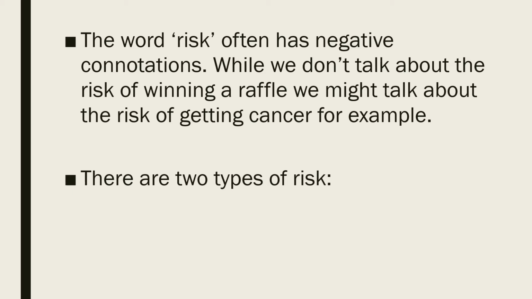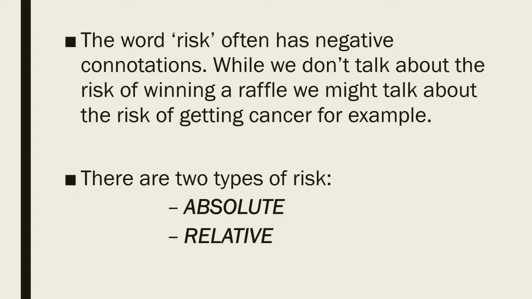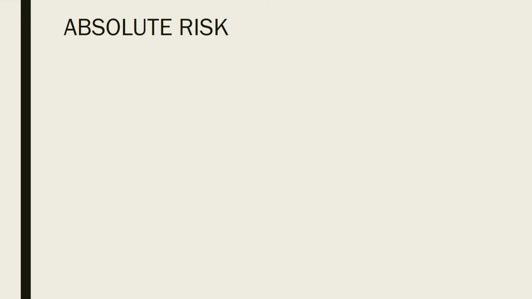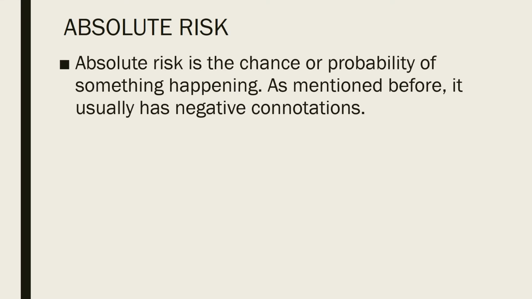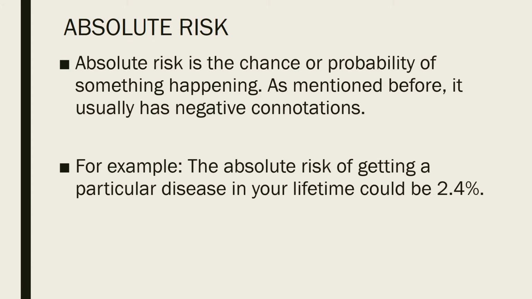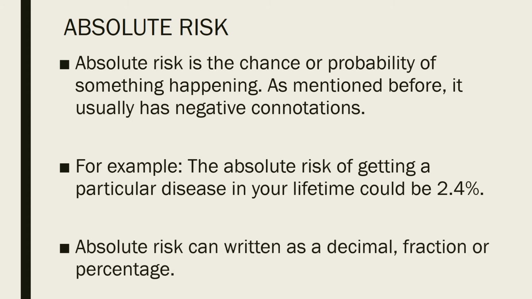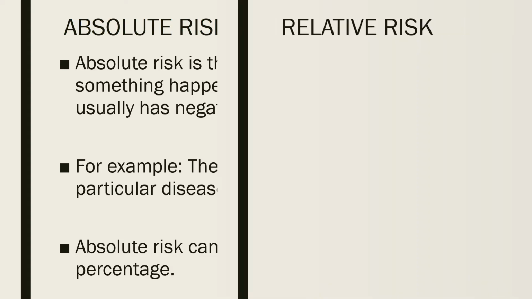There are two types of risk. We've got absolute risk and we've got relative risk. The absolute risk is just the chance or probability of something happening. As mentioned before, it usually has negative connotations. For example, the absolute risk of getting a particular disease in your lifetime could be 2.4%. Absolute risk can be written as a decimal, a fraction, or a percentage.